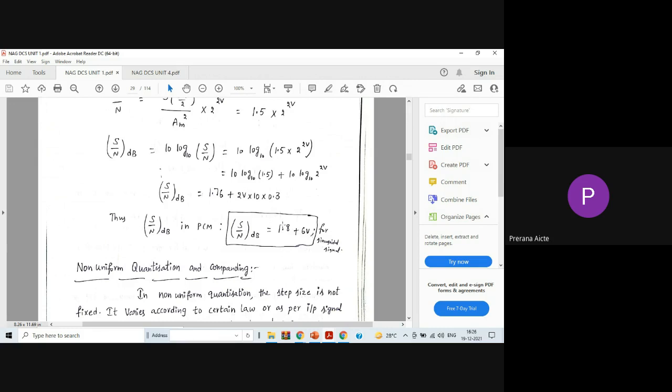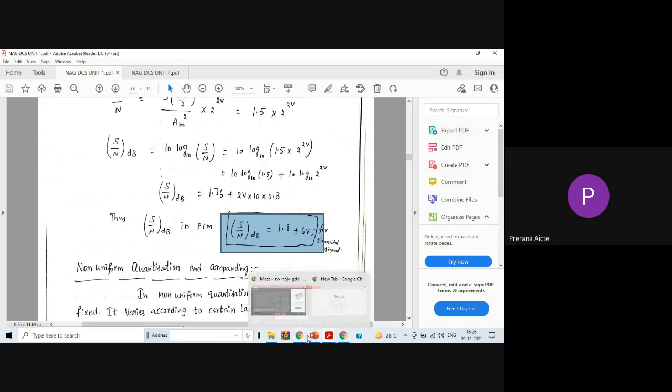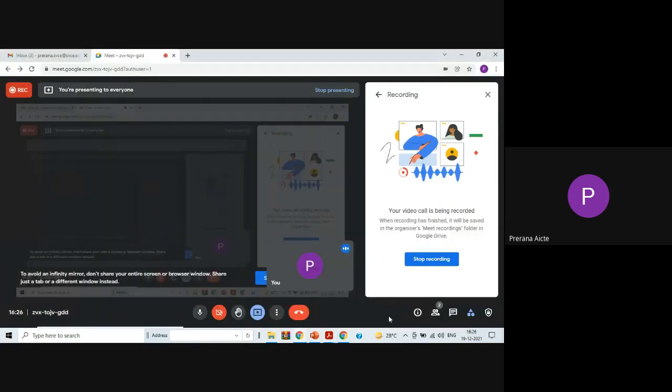Why we are expressing it in decibels: we need to solve problems related to the signal to noise ratio. That's why we have derived the expression for signal to noise ratio of a PCM signal. Now we'll see the problems related to the signal to noise ratio of a PCM wave.